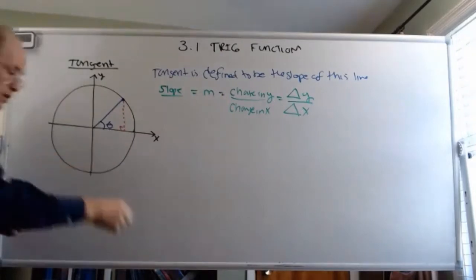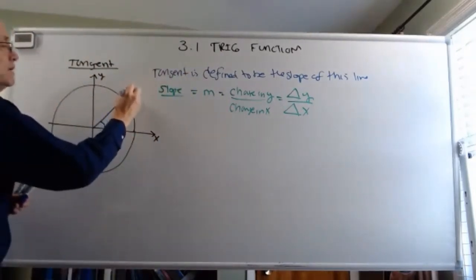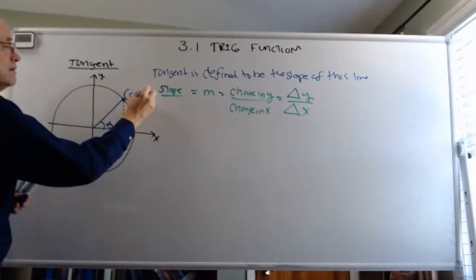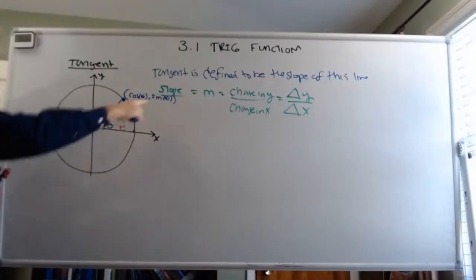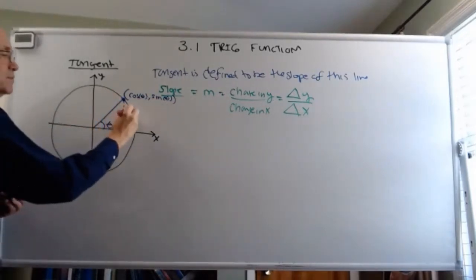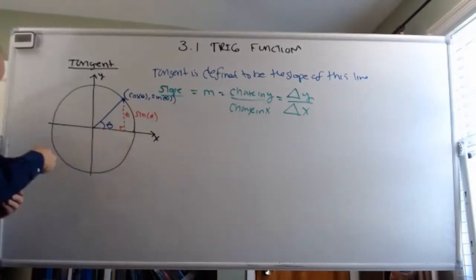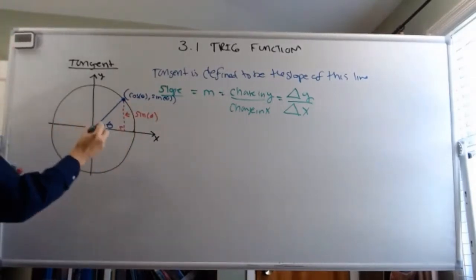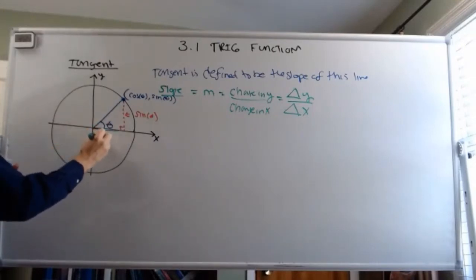But remember the coordinates of this point. What are the coordinates of this point? The coordinates of that point are the cosine of theta for the x and the sine of theta for y. So the y coordinate is nothing more than this height over here. So that's equal to the sine of angle theta. This distance down here is essentially what we're calling my change in x. And that's equal to the cosine of theta.